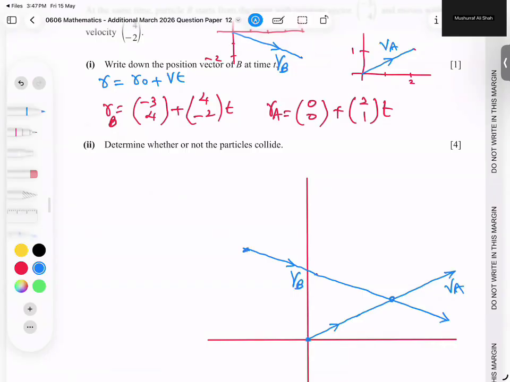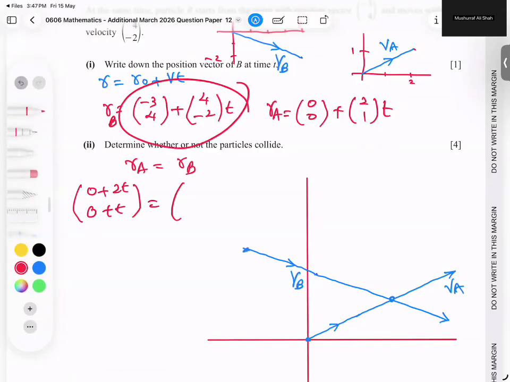I think the point is very clear. Okay, so now he asked whether they collide or not. What is the way to collide? Collision? I'll put them equal to each other, RA equal to RB. So I'm writing here together. Together means how? 0 from here and 2t from here. 0 plus 2t, 0 plus t. Same here. So negative 3 from here and 4t from here. So negative 3 plus 4t and 4 negative 2t. I have two pairs, one i component and one j component. i component means i component.